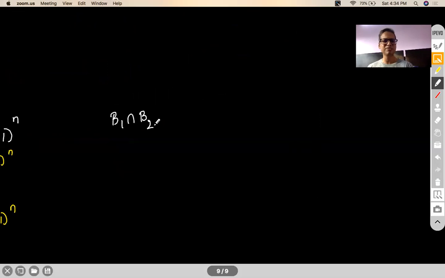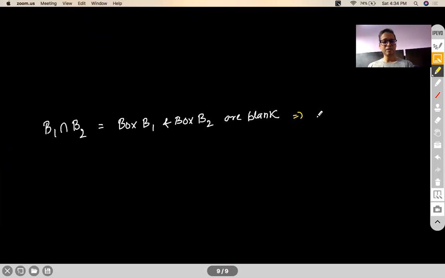See, I'm speaking the language of sets over here. B1 intersection B2 means you want box B1 and box B2 to be blank. Can you tell me how many ways this can happen? Now, others may or may not be blank. Others may or may not be blank. Please watch my words. So you'll say, okay, only B1 and B2 are not allowed to carry any objects, so I can distribute these n objects into r minus 2 boxes. So it'll be (r minus 2) to the power n.